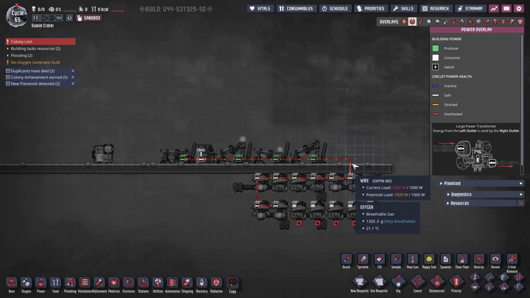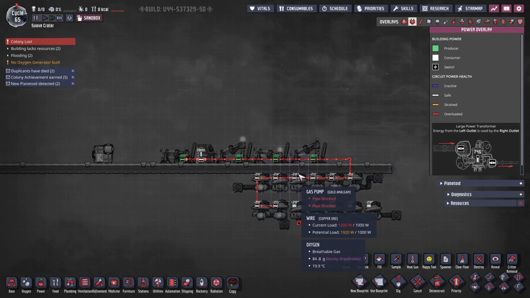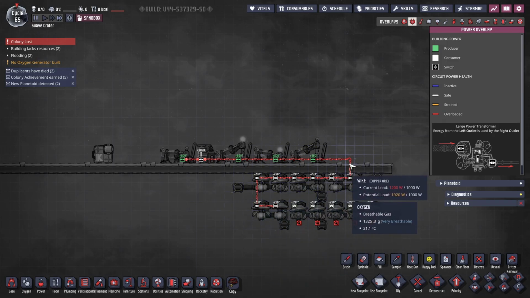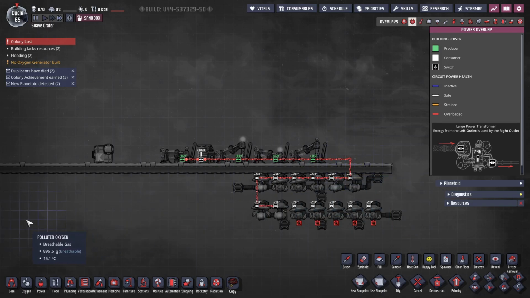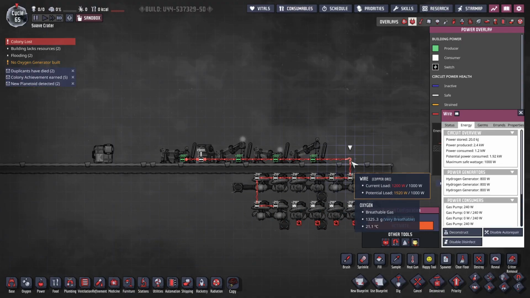Well, it happens because here we have a potential load of 1920 watt and the current load is 1200 watt. So what is the current load and what is the potential load? The potential load is the maximum load that this wire can have. Here we connected machines that are all 240, 240, 240, all of them together. If they work all together at the same time, they will have a load of 1920 watt. So that is the potential load. At the time they're not all working, so that's why it only needs to consume 1200 watt, and that is the current load.